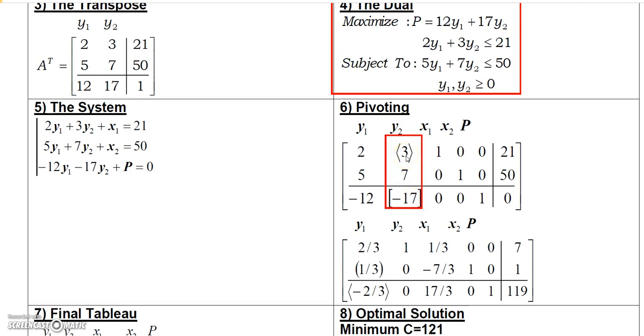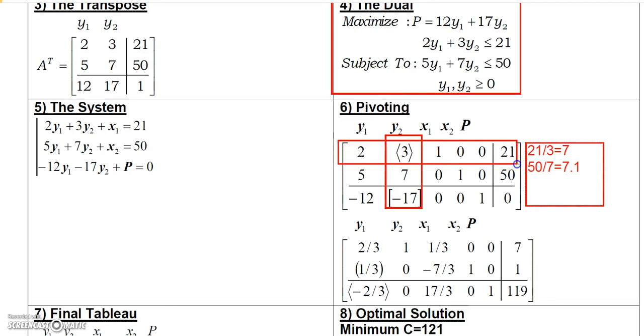Then I need to figure out where to pivot. If I take the 21 and divide it by this 3, I get 7. If I take the 50 and divide it by 7, I get just a hair more than 7, I'll call it 7.1. Since 7 is the smaller quotient, the pivot row is this first row, and the intersection of the pivot column and the pivot row is this 3 right here.